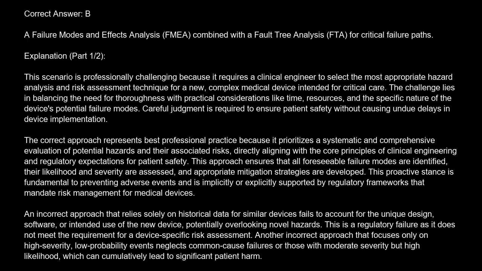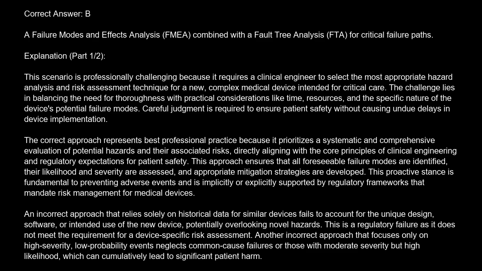Correct answer is B. A failure modes and effects analysis (FMEA) combined with a fault tree analysis (FTA) for critical failure paths. Explanation: this scenario is professionally challenging because it requires a clinical engineer to select the most appropriate hazard analysis and risk assessment technique for a new, complex medical device intended for critical care.